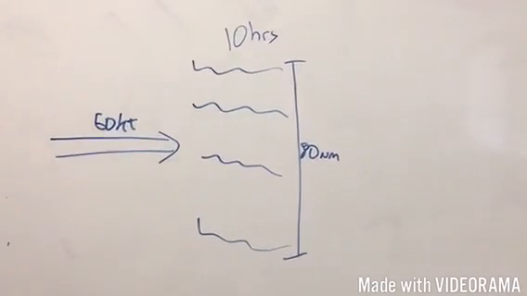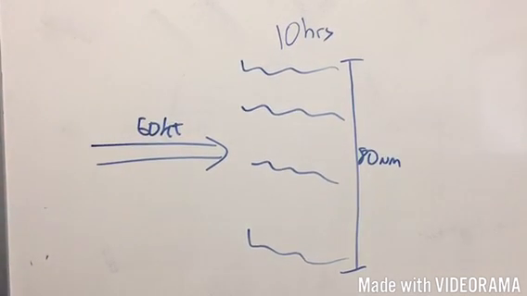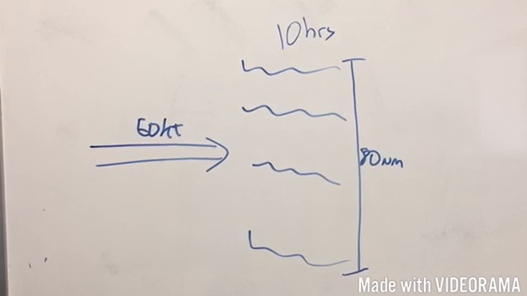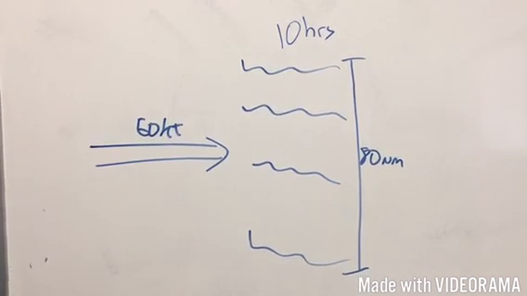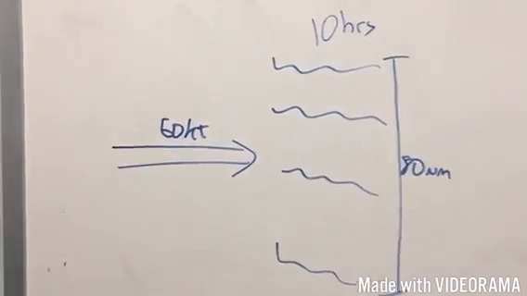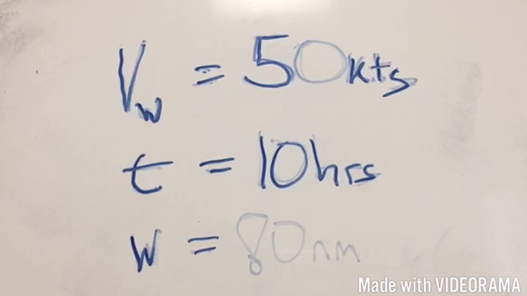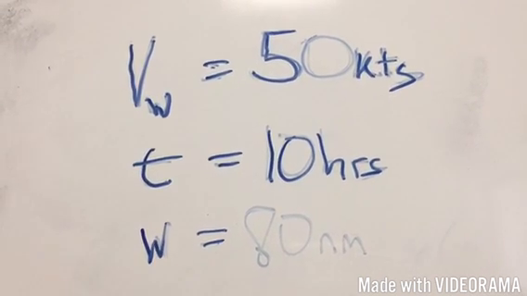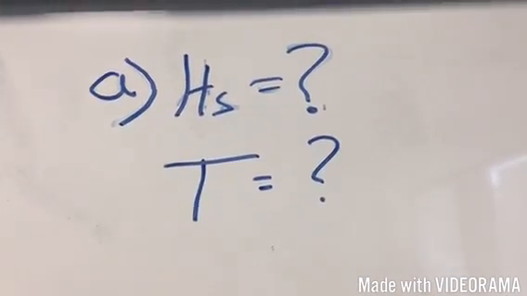All right, homework 2, question 4. We start out where we have Lake Michigan, and there's a 50-knot wind going over a fetch area of 80 nautical miles for a 10-hour length of time. So our time length here is 10 hours. So we're given this wind velocity of 50 knots, a time of 10 hours, and an overall length of 80 nautical miles. Our first question is, what is the significant wave height and what is the period?